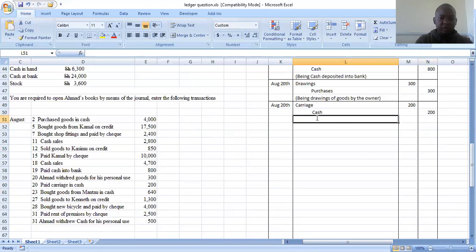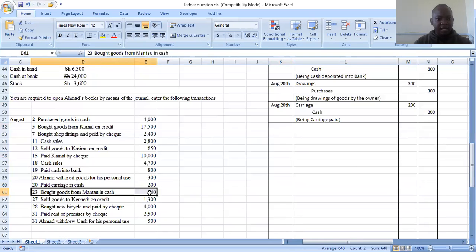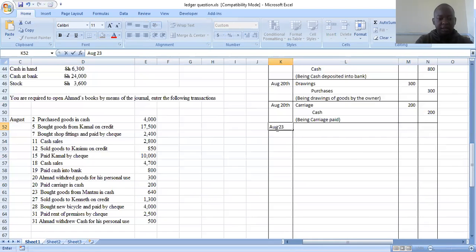So on the narration, being carriage. Carriage is a transport expense. Being carriage paid. Then we close that. To close, we underline. Then we move on to the other transaction on 23rd. August 23rd.